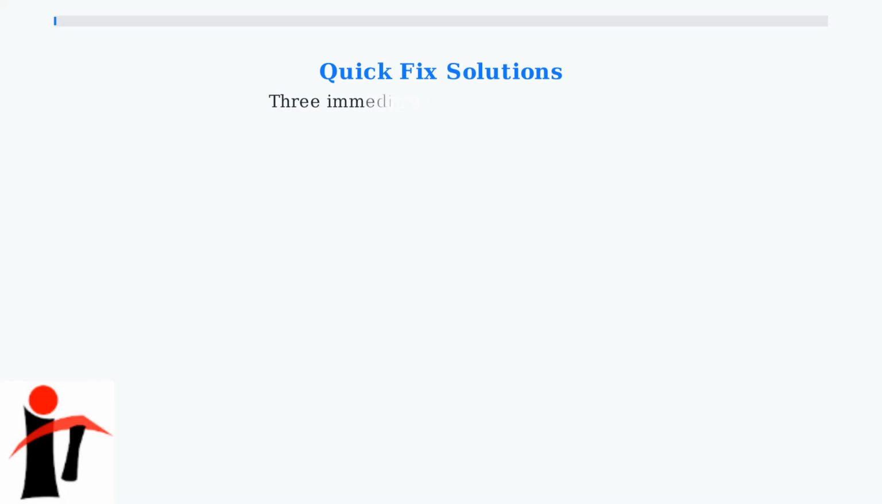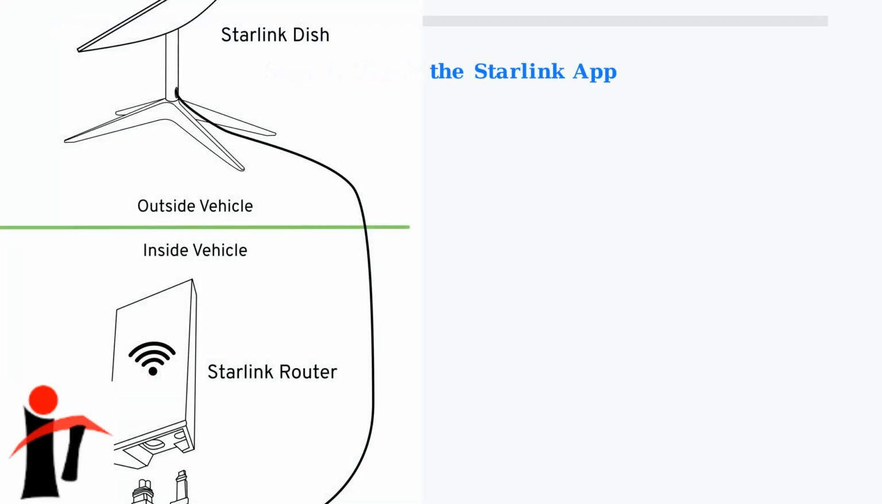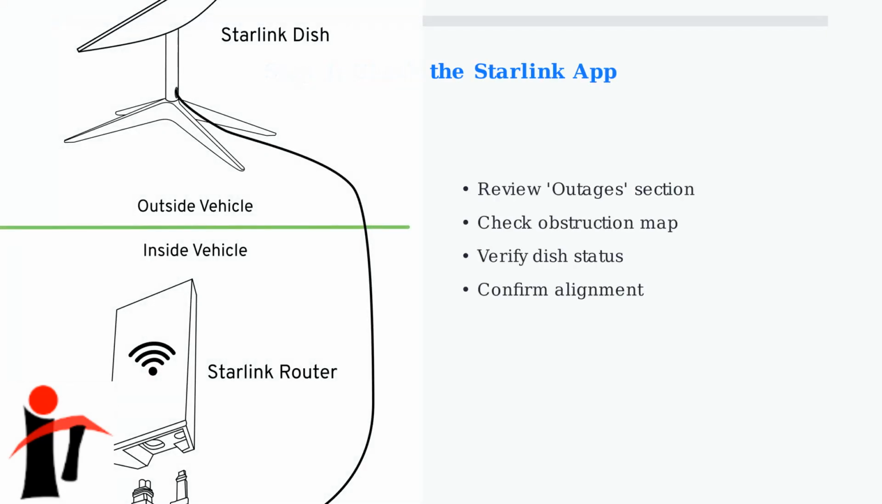Now let's look at three immediate troubleshooting steps you can take to resolve most Starlink disconnection issues quickly and effectively. First, check the Starlink mobile app for known outages in your area. Review the obstruction map for new interference sources. Verify your dish status and alignment, and look for any system alerts or notifications that might explain the disconnections.